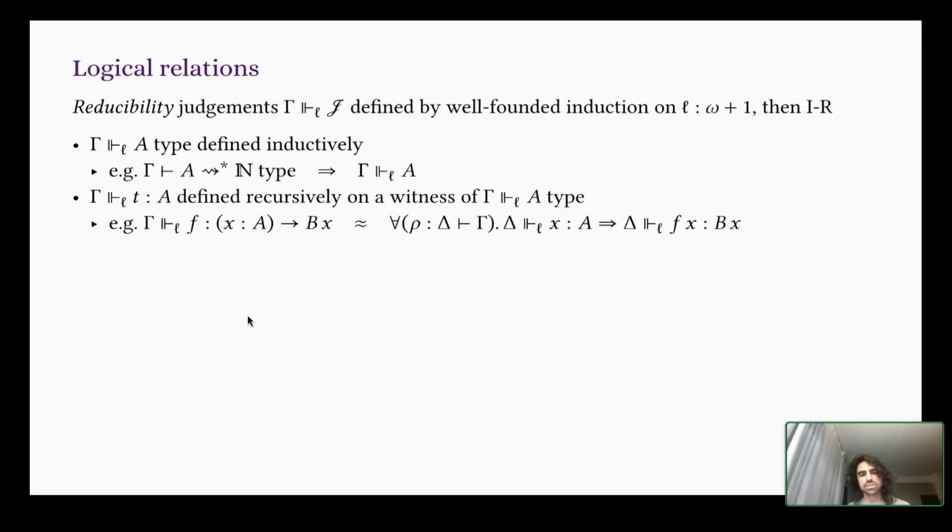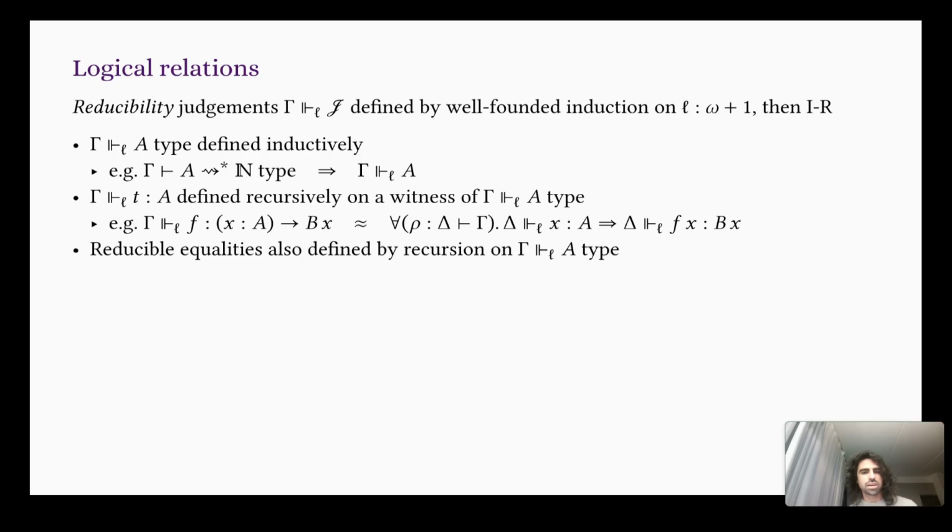So for example, in the case of pi types, the reducibility judgment for a dependent function is of that form. It says that for any extension of the context and any term in the extension, any reducible term of the domain in the extended context, the application is also reducible. So this is standard.